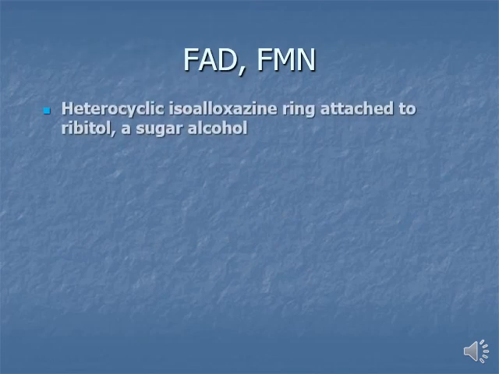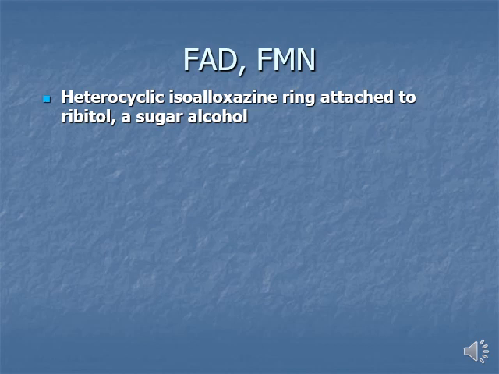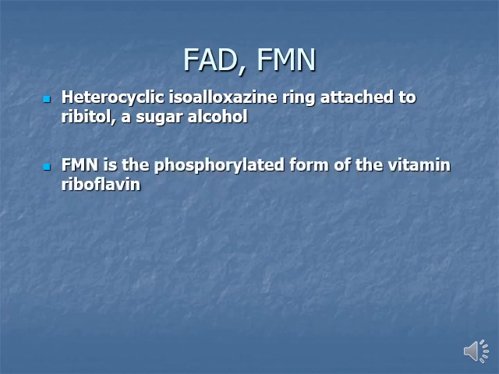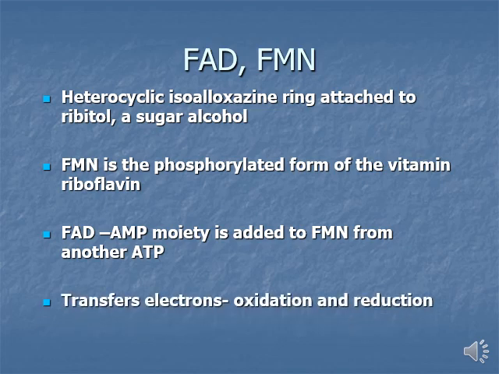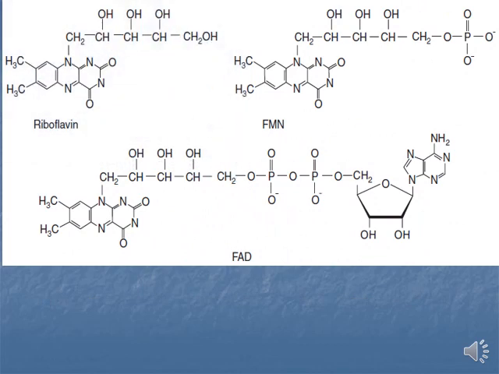FAD and FMN. Structurally, they are a heterocyclic isoalloxazine ring attached to ribitol, a sugar alcohol. FMN is the phosphorylated form of the vitamin riboflavin. In FAD, an AMP moiety is added to FMN from another ATP. They transfer electrons, causing oxidation and reduction. These are the structures of riboflavin, FMN, and FAD.